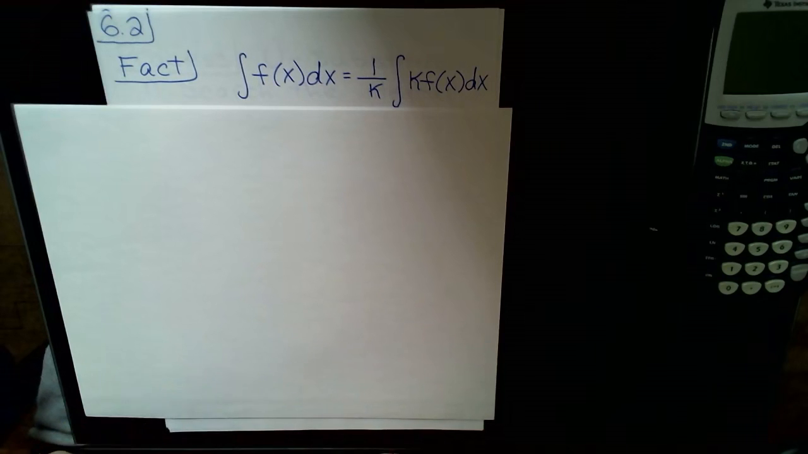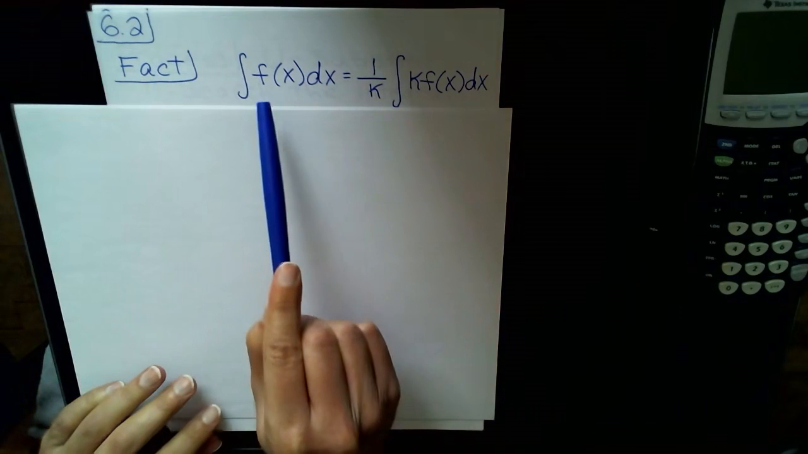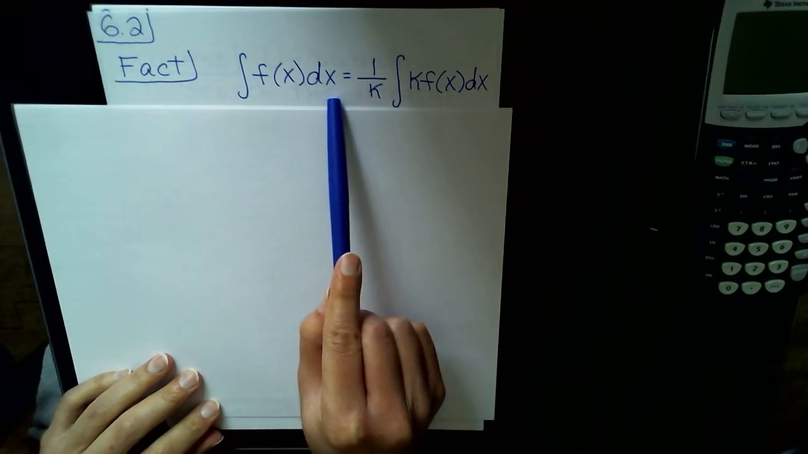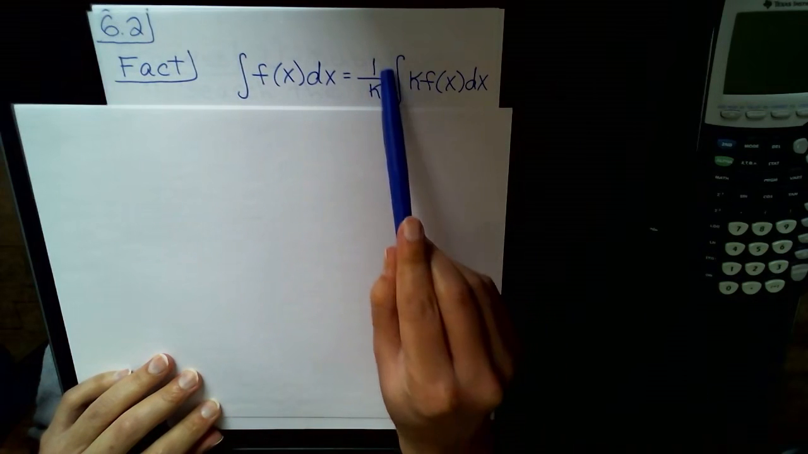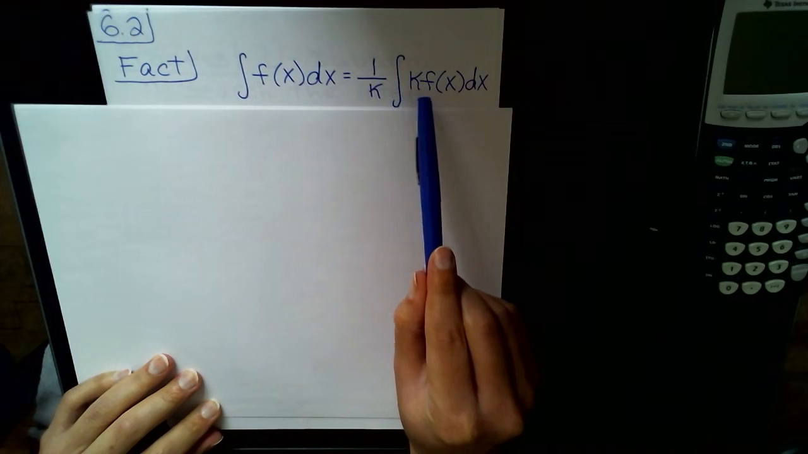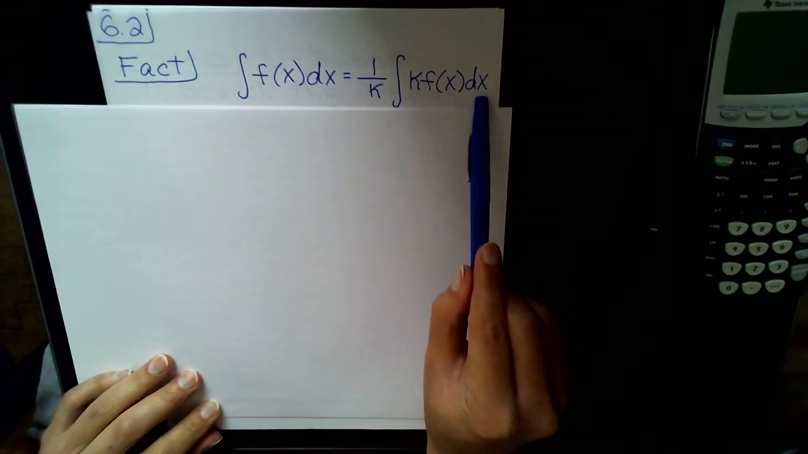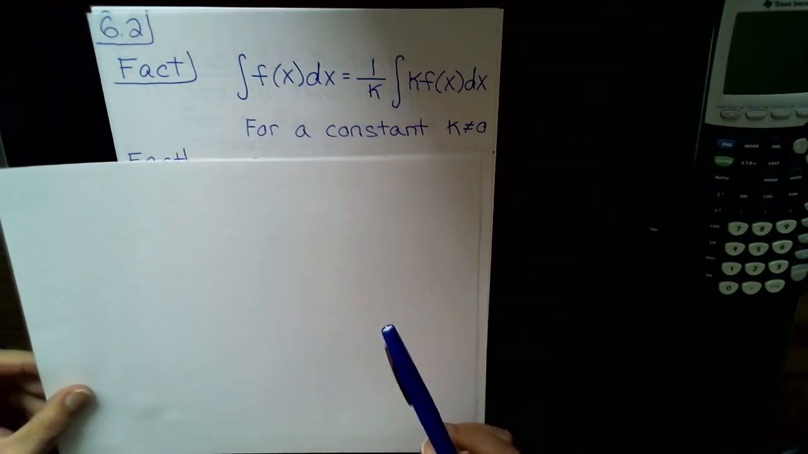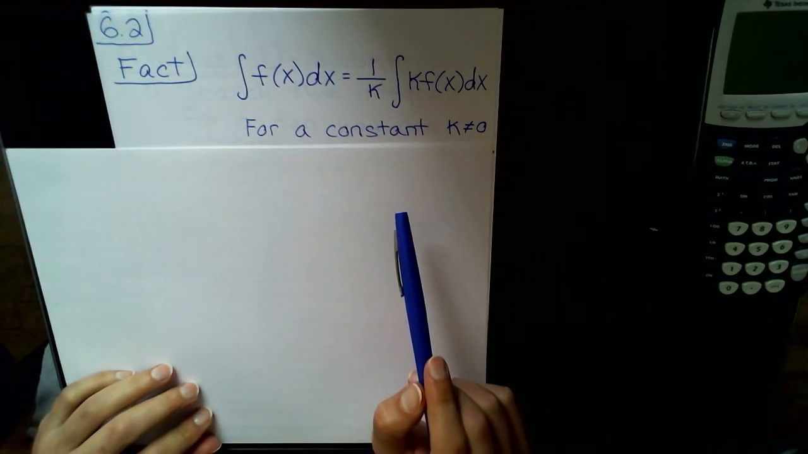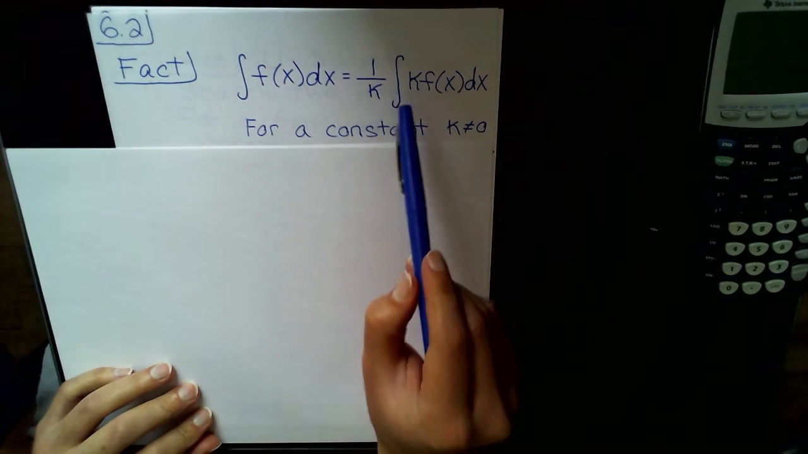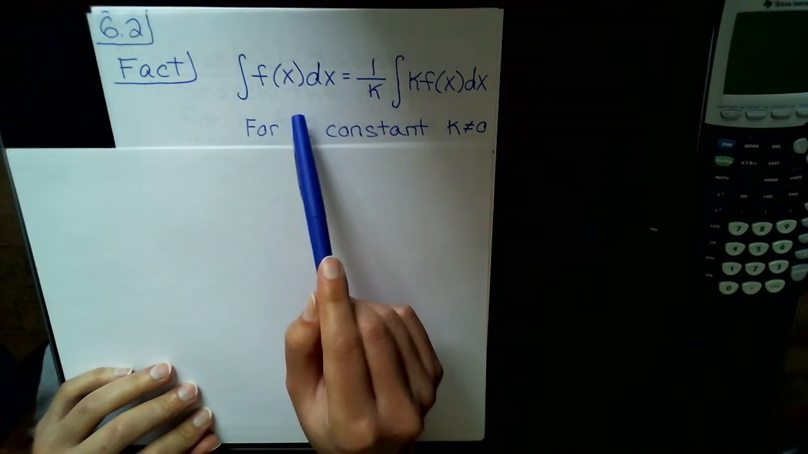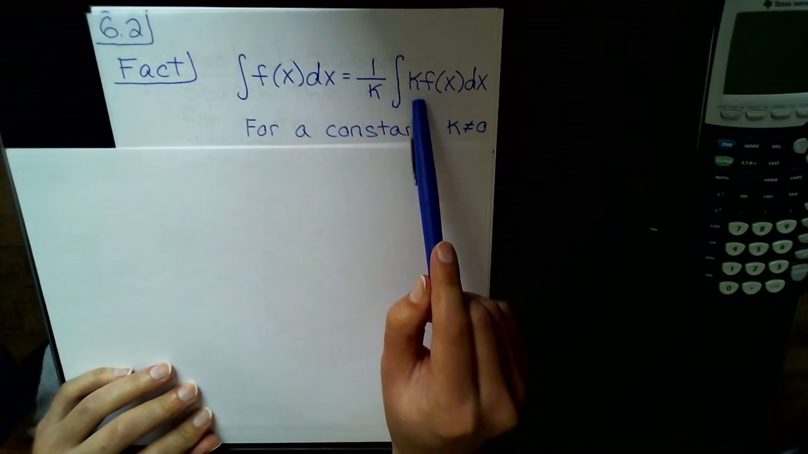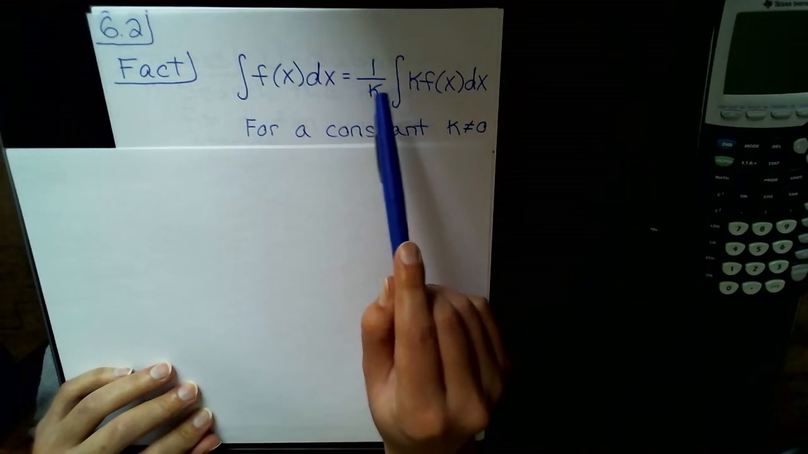So to start off with, we're going to introduce a fact that says given any integral, the integral of f of x dx is equal to 1 over k times the integral of k times f of x dx, as long as k is some non-zero constant. Meaning, although it might not make sense why this is useful now, you can take any integral you want and multiply a constant inside of it, as long as you multiply the reciprocal of that constant to the outside.